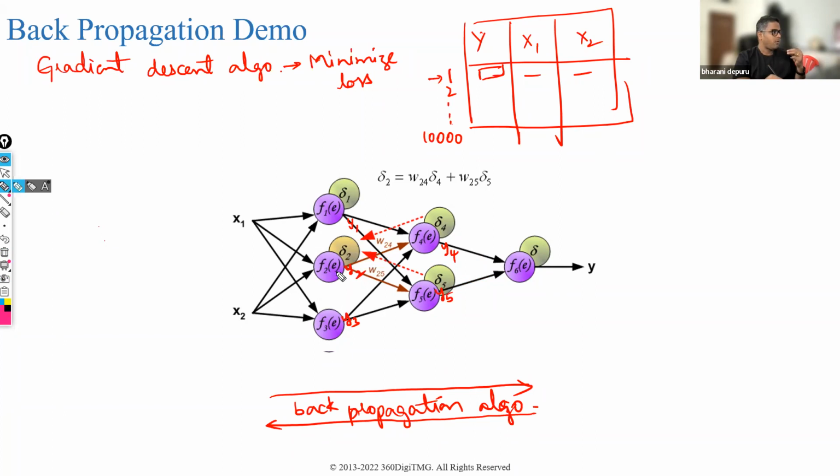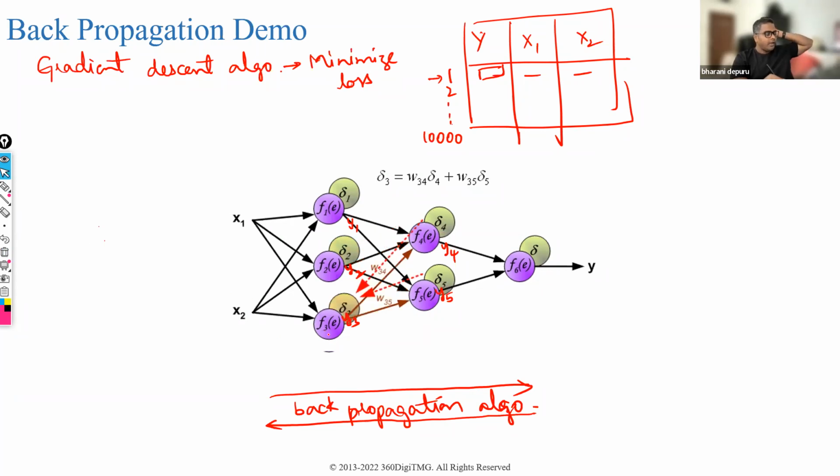F2, okay, has given input to F4 and F5. This team member will say, do you know what? I work for both of you team leads. W24, I gave it to F4. So this F4 will say, W24 into this error, take as penalty. And F2 will say, W25, I gave it to you. So F5 will say, W25 into this error, summation of that will go as an error penalty on you. Giving penalty.